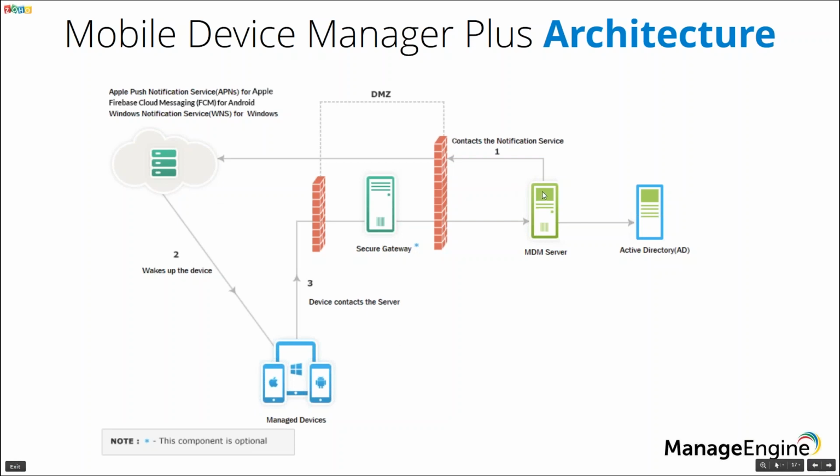I'll initiate a command from the MDM server, be it locate device or app installation or any command, that will be sent to the notification service, which will wake up the device, which in turn will contact the server to process it. And in case you wish to host the solution on-prem, and you don't want to expose the internal server, then you also have an additional component called secure gateway, which can be exposed to the internet. The devices which try to communicate from outside your corporate network will use the secure gateway's address, which in turn will redirect the communication to your internal MDM server.